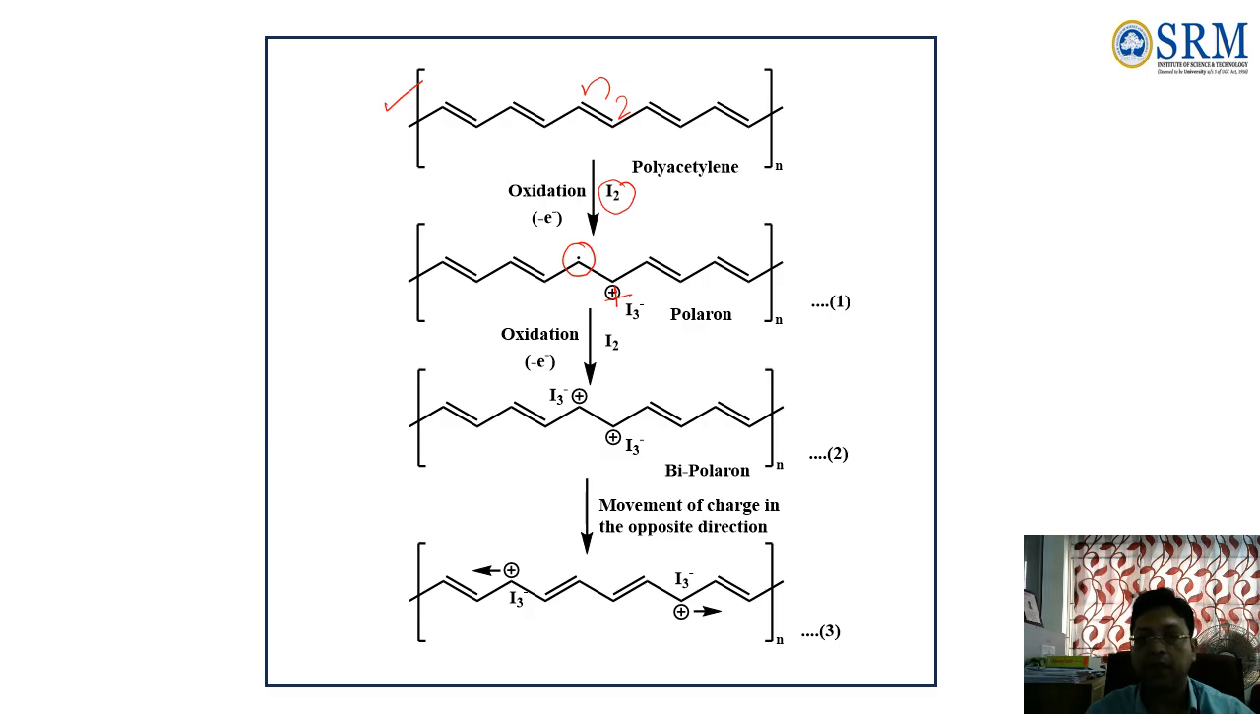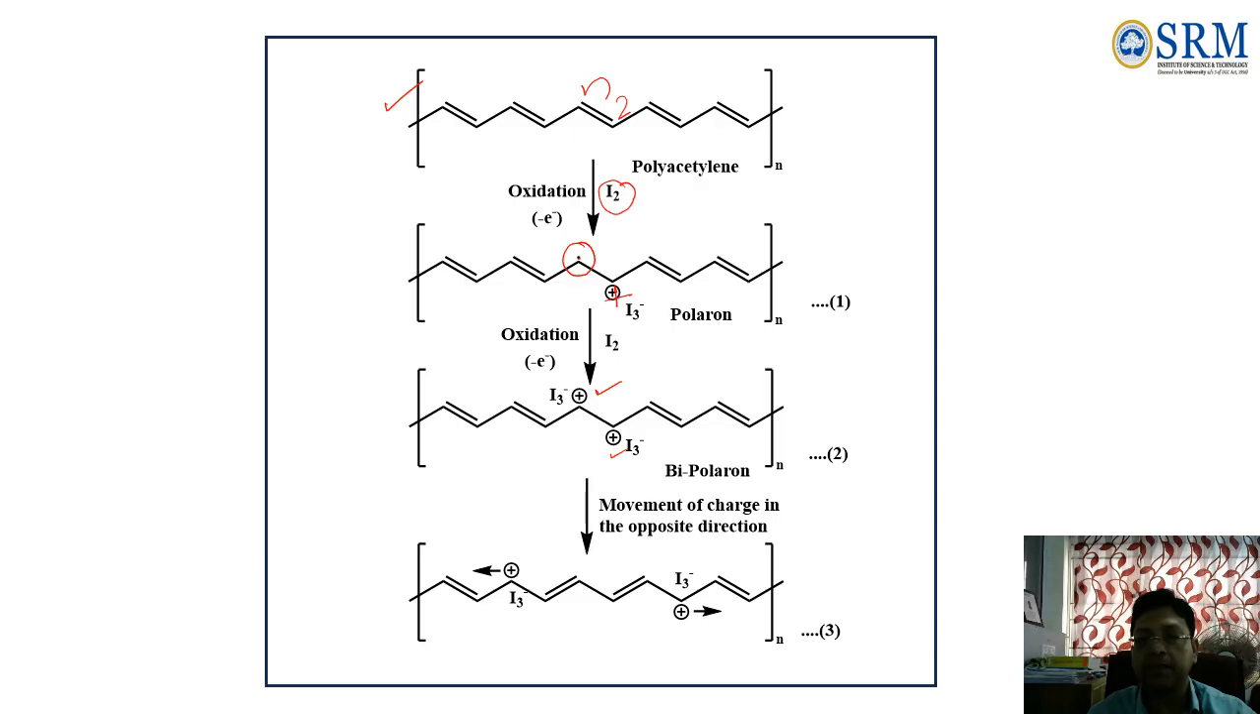This is the first step. Further, whatever electron is there on this carbon can be given up to another iodine molecule. So this is the second step of oxidation, and thereby it creates two positively charged ions on the two neighboring carbon atoms, and the counter ion is I3 minus. So this is called bipolaron. So bipolaron is basically nothing but the created positively charged ions in the polymer backbone.